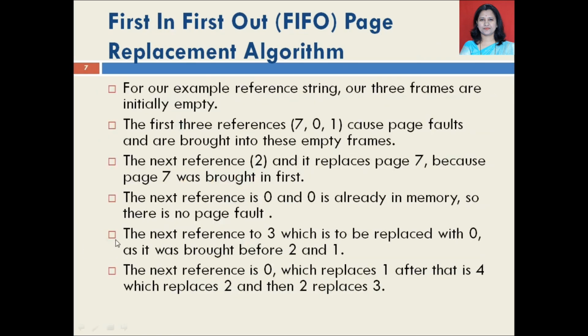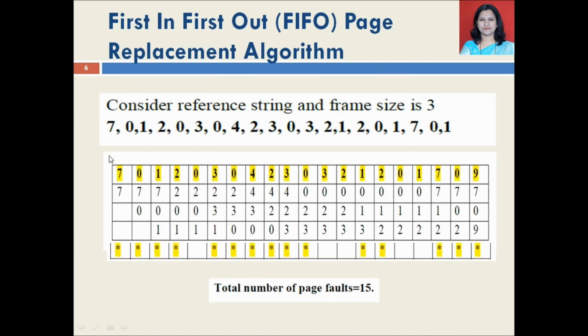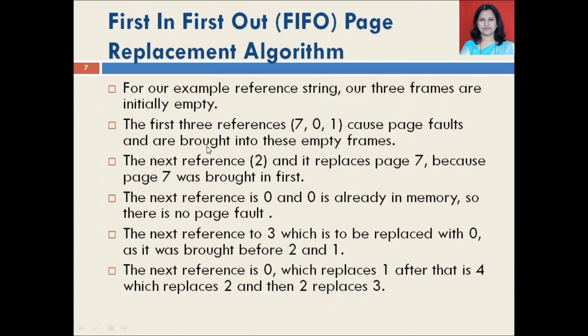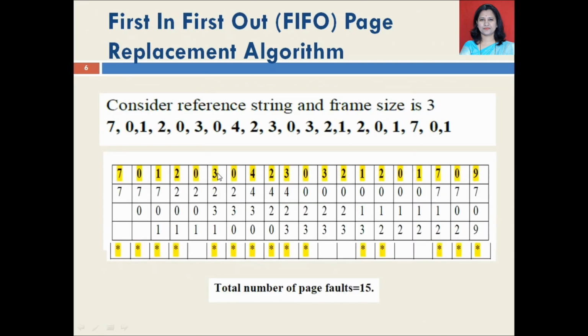Now the next reference will be the 3. Which page is to be replaced? The 0, and it was brought in before 2. So to place the particular 3, we will replace the 0 over there and then place the 3.